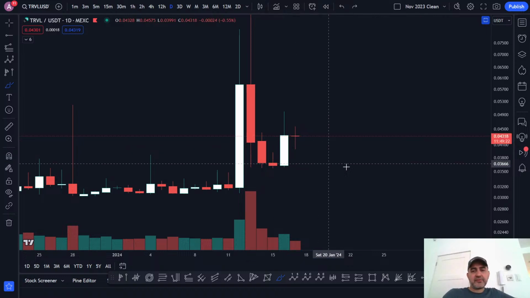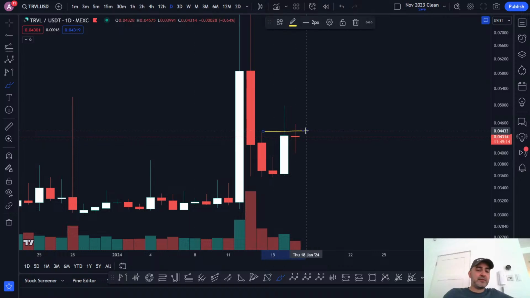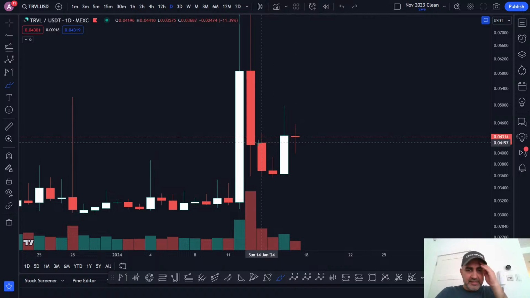That's a good sign for a bullish reversal. Obviously, if the candle had closed above that wick, it would have been better. You have to bear that in mind. But it closed above the open, so it was good enough.